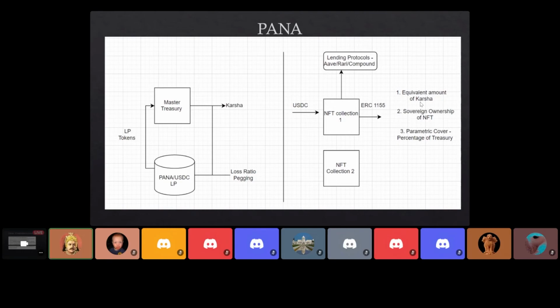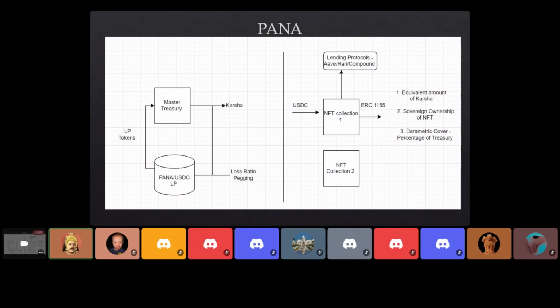One is that. This is going to be an outright investment for him. Without any parametric cover, if you just consider this, it is going to be an investment because he's going to get an equivalent amount of Karsha, and Karsha is a rebasing coin that keeps accruing value. So it is going to be an investment on one hand. The second one is he's going to get sovereign ownership of the NFT, and he can use this NFT to trade in secondary marketplaces, NFT marketplaces. He can barter around that. So it is going to be another use for him.